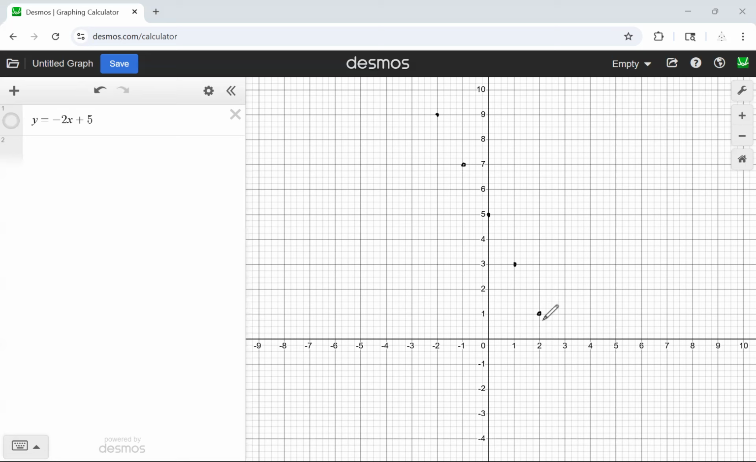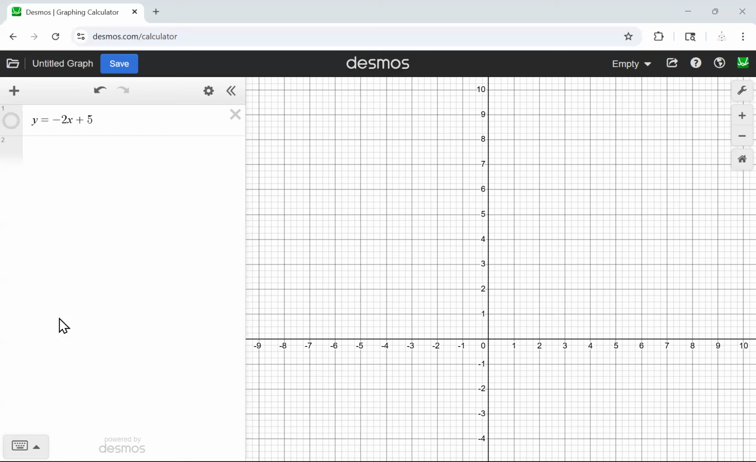When I connect the dots and extend that pattern, what we're getting is a straight line. It would be straight if I drew it straight, obviously. And that pattern goes on forever to the right and forever to the left. And so that's how we could graph by plotting points.